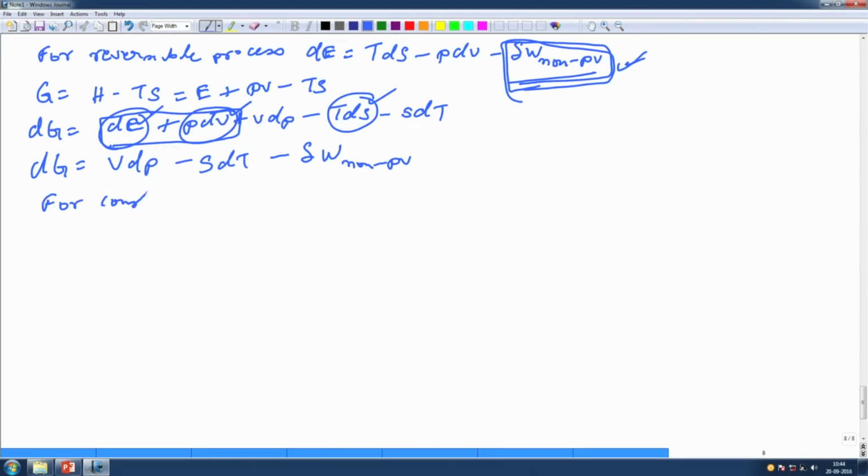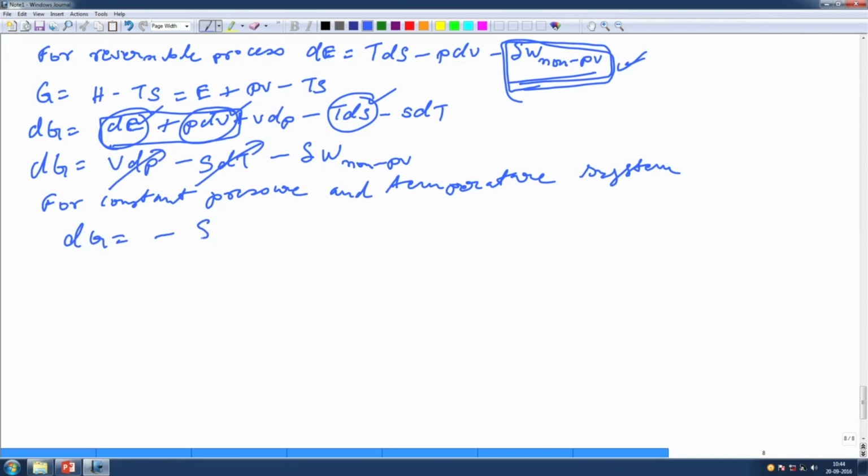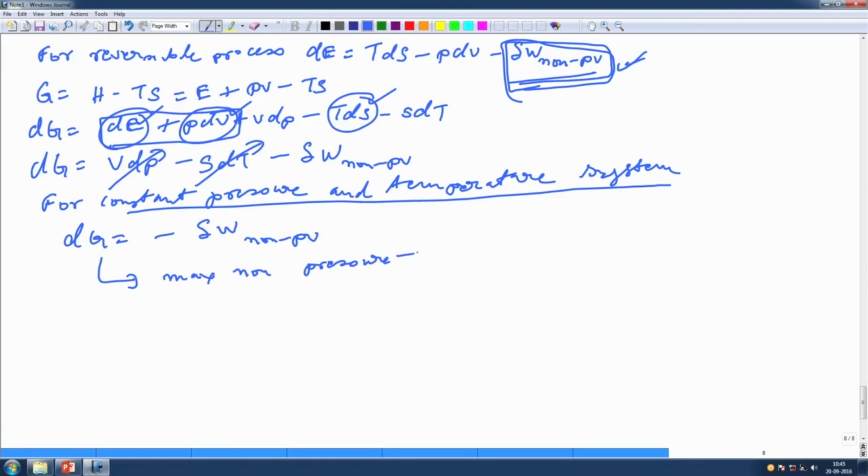Now, for a constant pressure and temperature system, what do we have? Constant pressure, constant temperature means this and this will go off. So, your dG will be nothing but this non-PV work. This essentially means that dG for a constant pressure, constant temperature system is the maximum non-pressure-volume related work. Of course, this is in a reversible process. Is that clear?